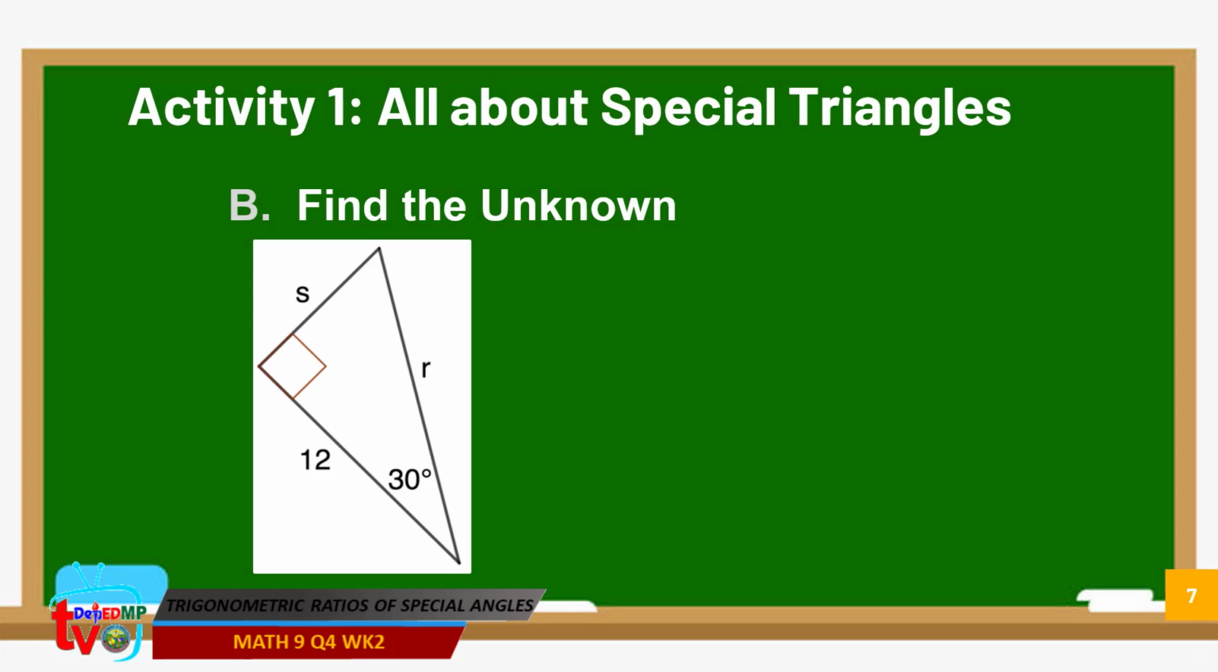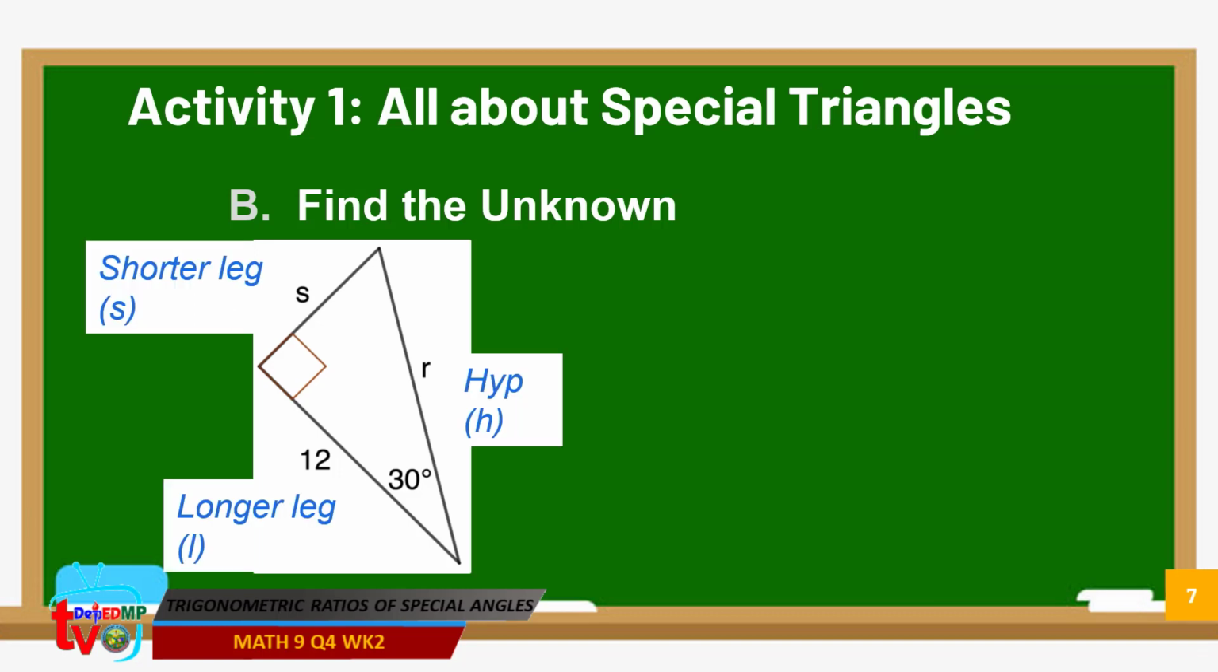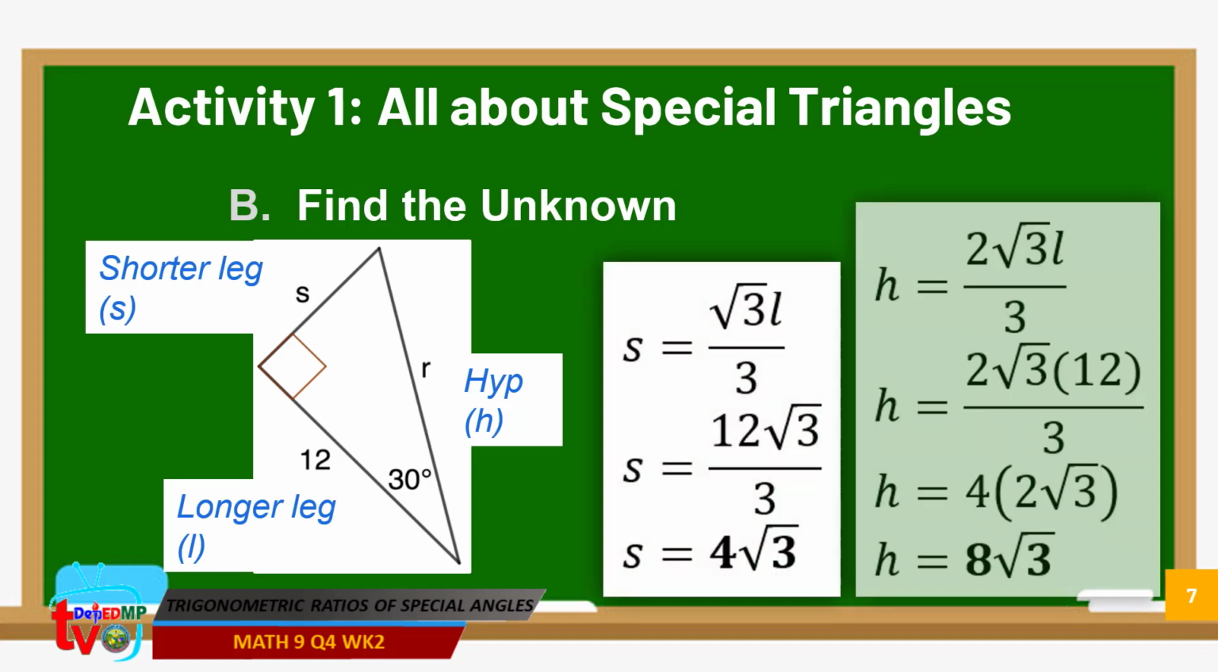The third triangle is shown on the screen. Again, pause this video, then solve for S and R. Compare your answers with mine. S, or the shorter leg, is 4 square root of 3, and the hypotenuse is 8 square root of 3. So R is 8 square root of 3.